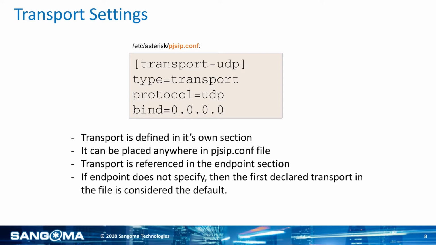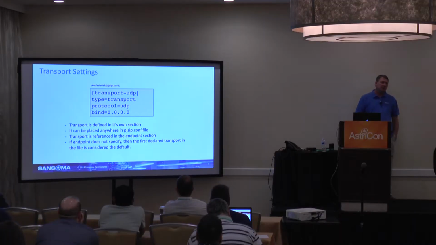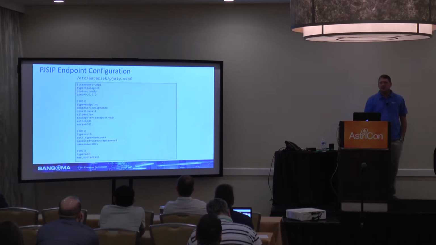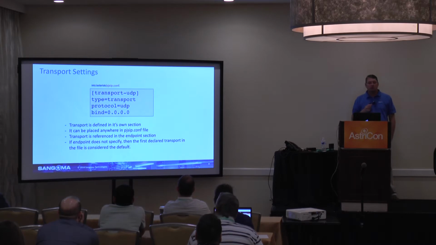The transport can be placed anywhere in the PJSIP file. You can have multiple different types of transports. You can have one for TCP and one for UDP. And if you did that, you could tell one phone to use UDP and one to use TCP or TLS or whatever transport you want to use.